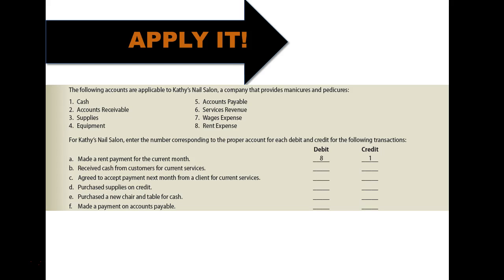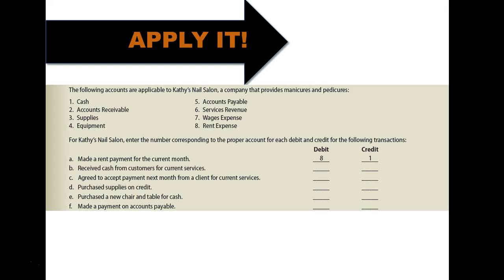B, received cash from customers for current services. What are we going to debit? Cash, number 1. What are we going to credit? Service revenues, 6.